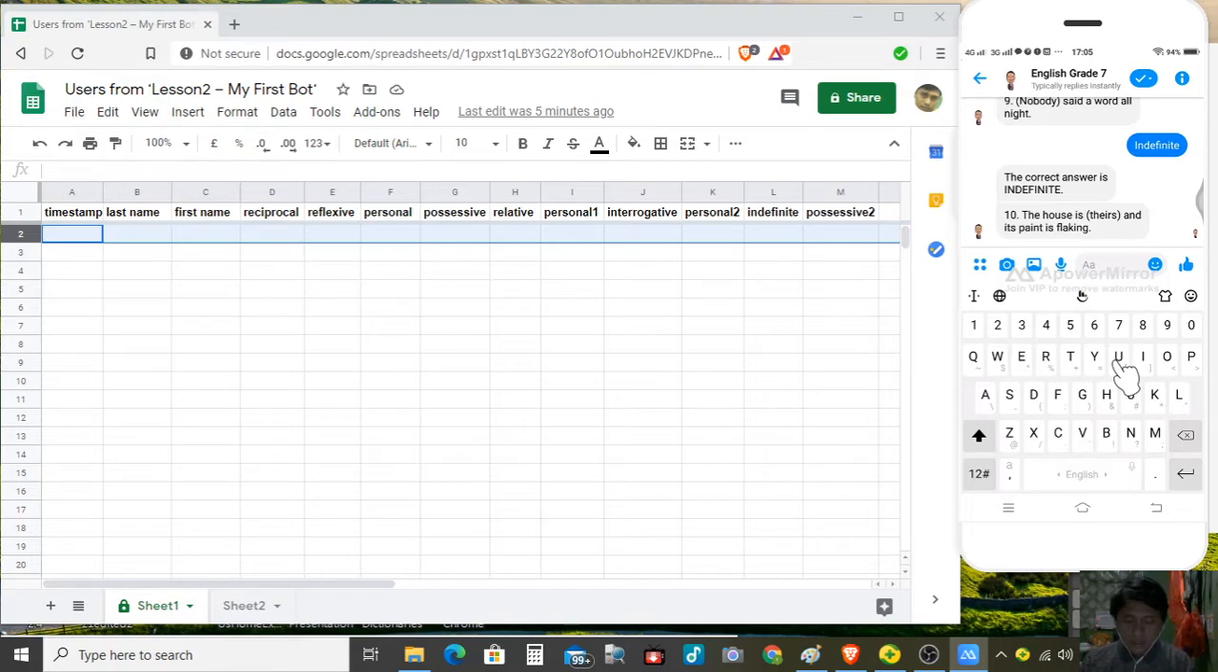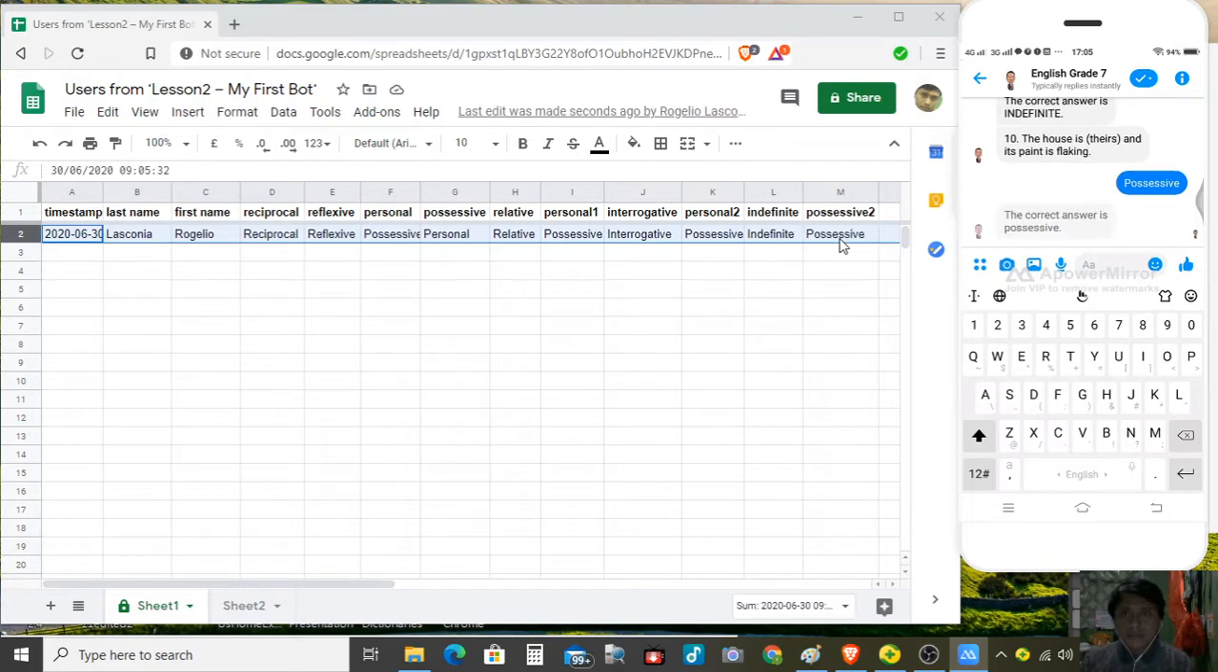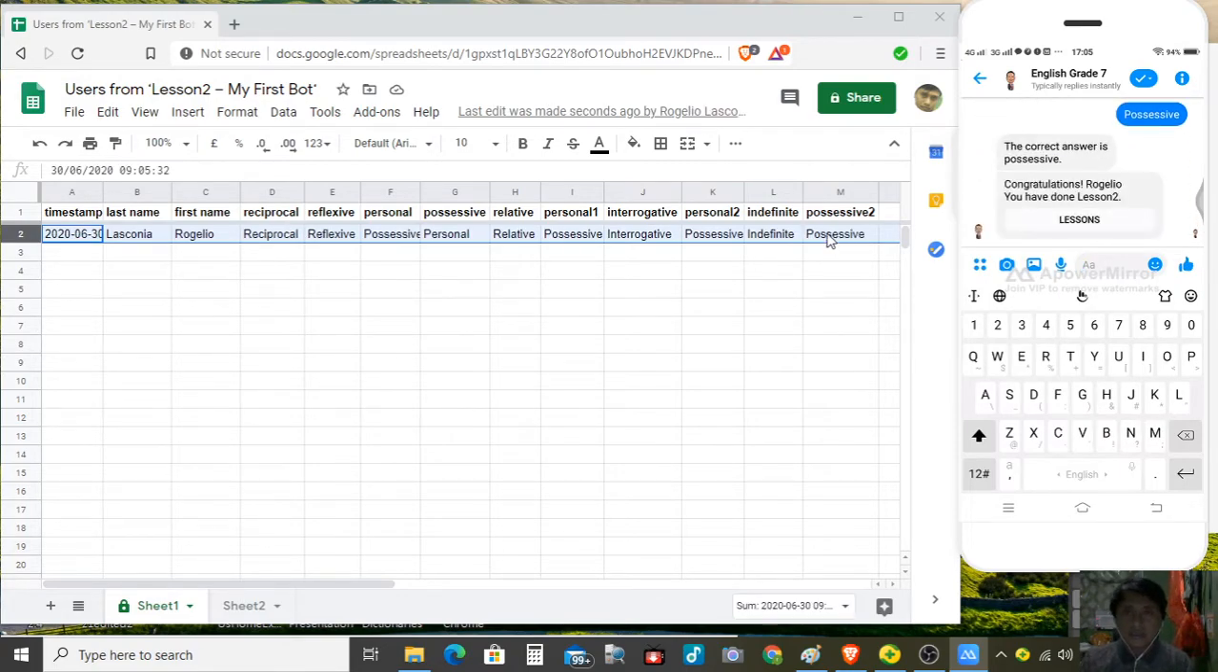Then in this form we are answering here, and we expect that it will be recorded here. In some, the answer would be possessive. Okay, so let us wait. See, and also here, this also, click. Okay, so the answer is possessive. So we have here reciprocal, reflexive, personal.